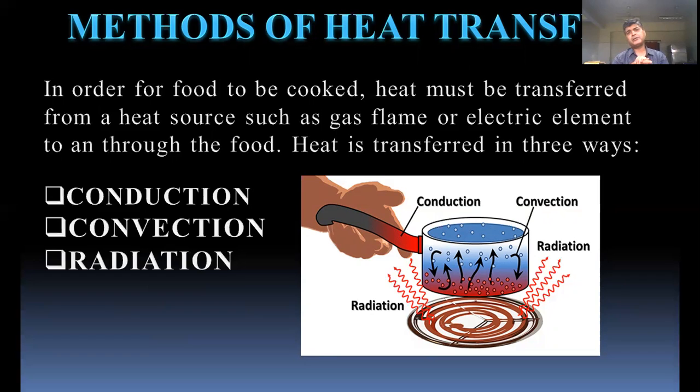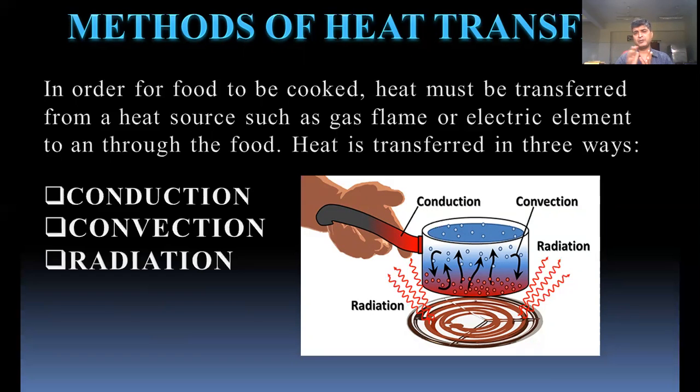Now, in order for a food to be cooked, heat must be transferred from a heat source such as a gas flame or electric element to a food so that the food can be cooked. There are three ways in which heat can be transferred. First, conduction; second, convection; and third, radiation, which is being displayed in the picture also.